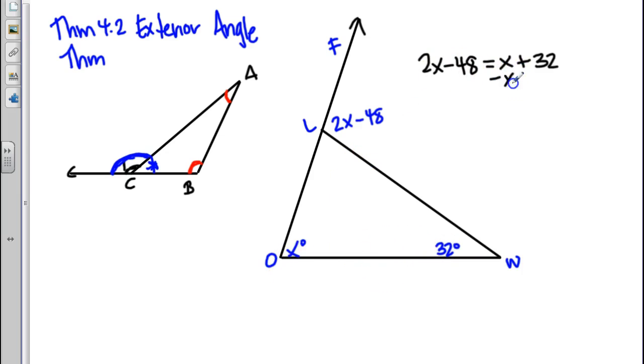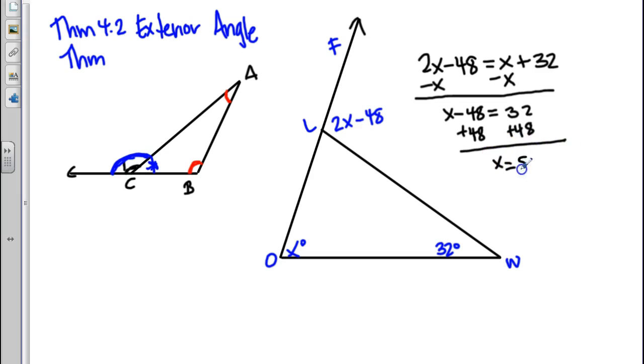All right, so let's solve this. We'll subtract x from both sides. So going across the equal sign, we're going to subtract, or do the opposite. In this case, it would be subtract. Then we'll take the 48 over here. We're going to add 48 because it says subtract there, so we shall do the opposite. So x equals 80. All right, that's not an angle measure.